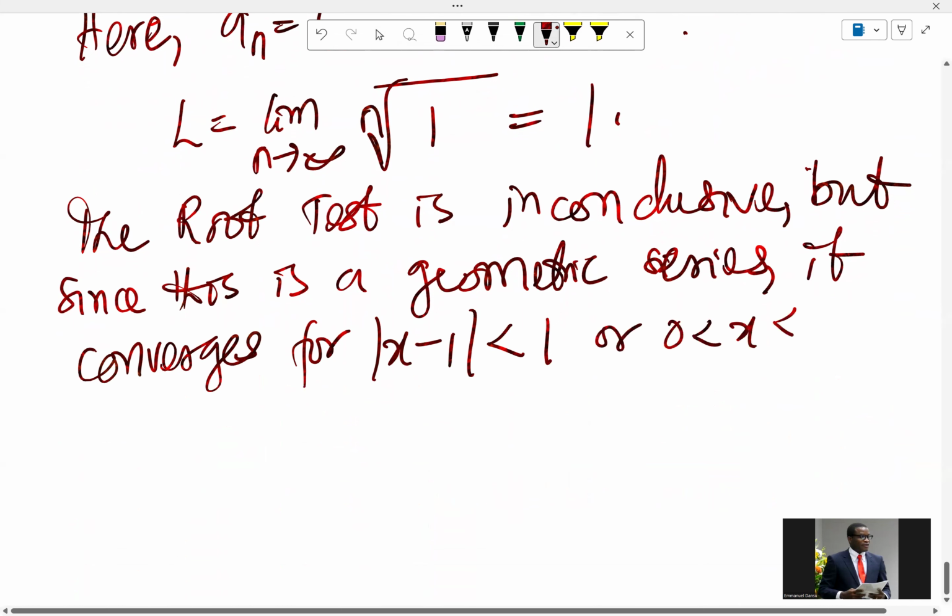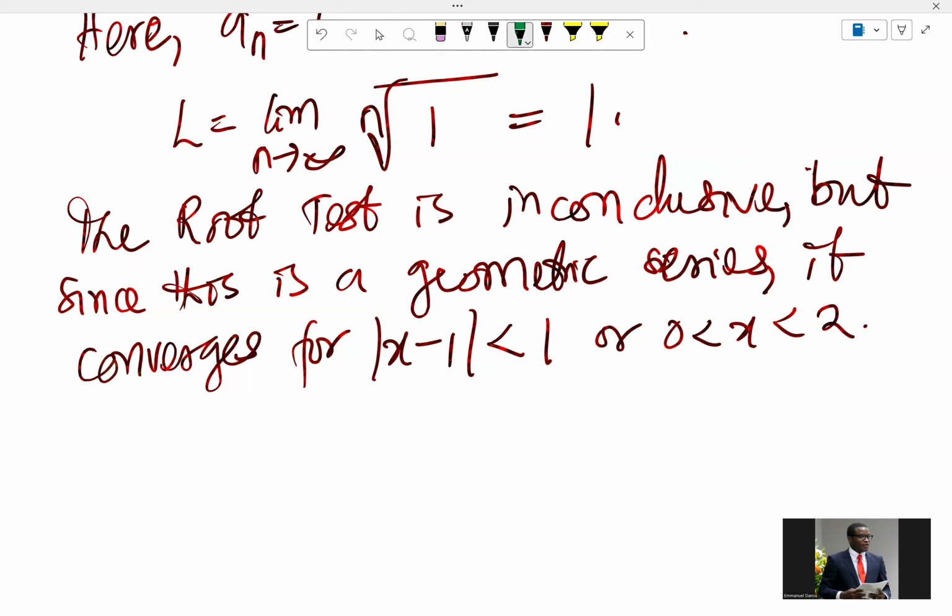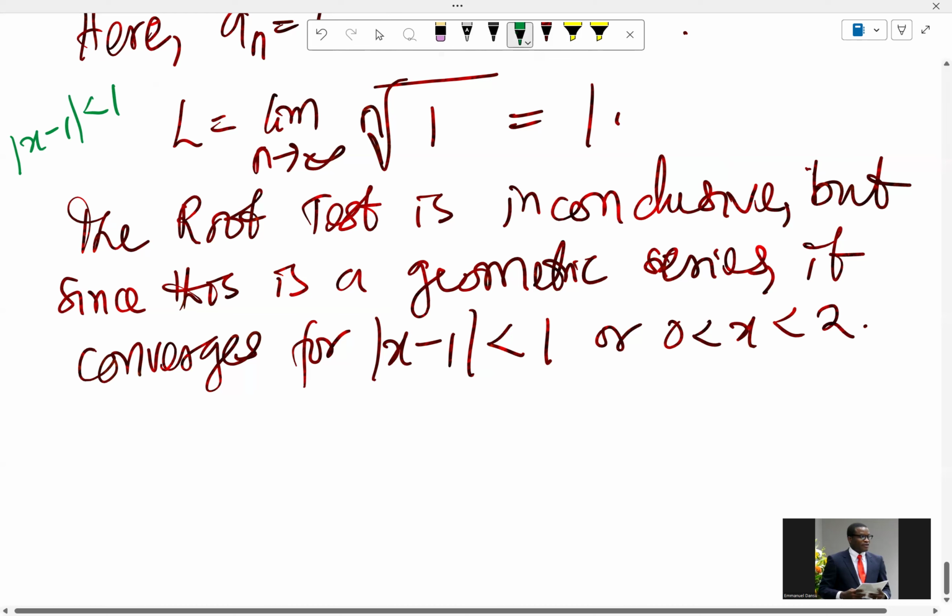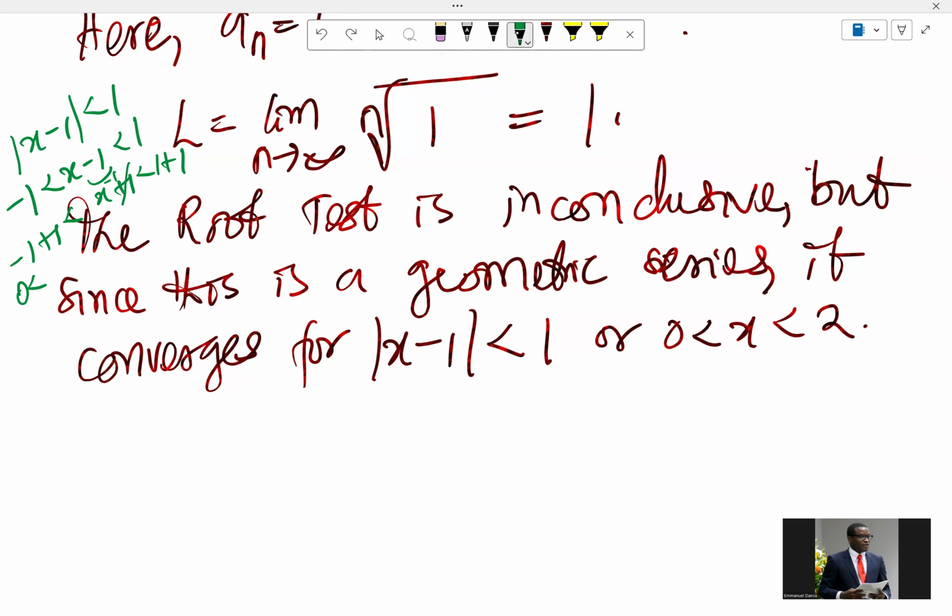0 less than x less than 2. So this is the idea. If you have absolute value of x minus 1 less than 1, I've already told you this is minus 1 less than x minus 1 less than 1. If you want to get rid of this minus 1, you add 1 to all the sides. So you have minus 1 plus 1 less than x minus 1 plus 1 less than 1 plus 1. So minus 1 plus 1 is 0, and this cancels out, so you have x less than 1 plus 1, 2. So that's why this is also part of this expression.